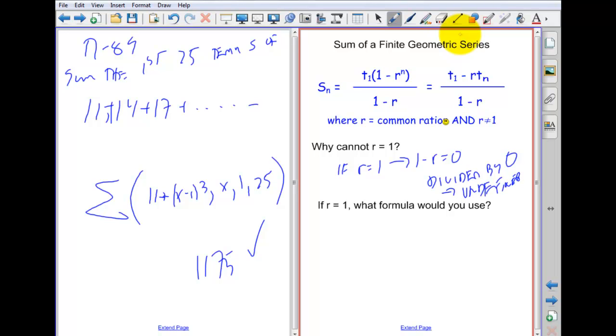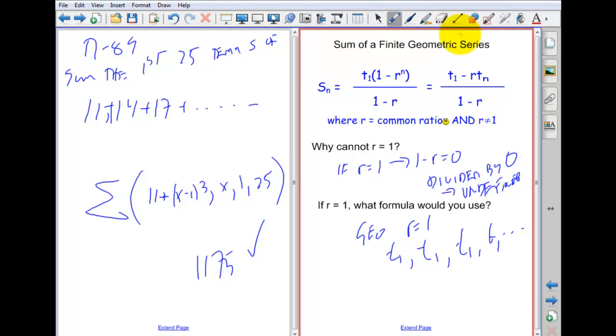Also, what happens if r equals 1? If r equals 1, what formula would you use? R equals 1, so you've got t sub 1. What's the next term? T sub 1, t sub 1, t sub 1, and so forth. So it never changes. You could think of this as geometric. You could also think of it as arithmetic with a common difference of 0, right?